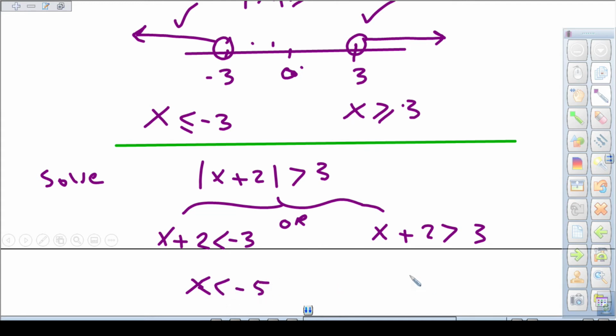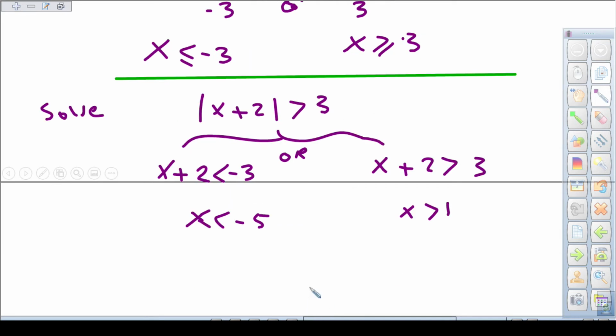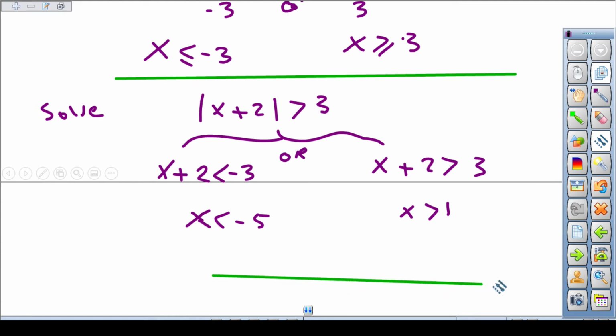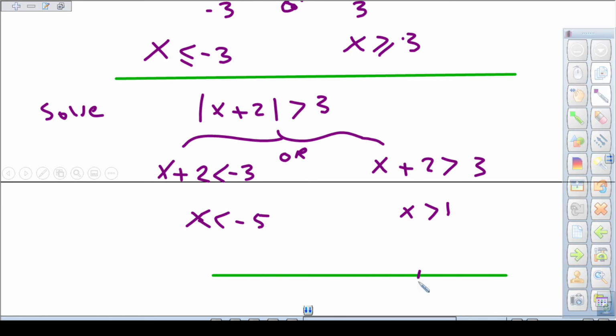Or in this case, x has to be greater than, if we subtract 2, that has to be greater than 1. So if I want to graph this on the number line, I'm going to look at these here. And let's see how would that go. The number line here. And I'm going to have myself a 1 and a negative 5.